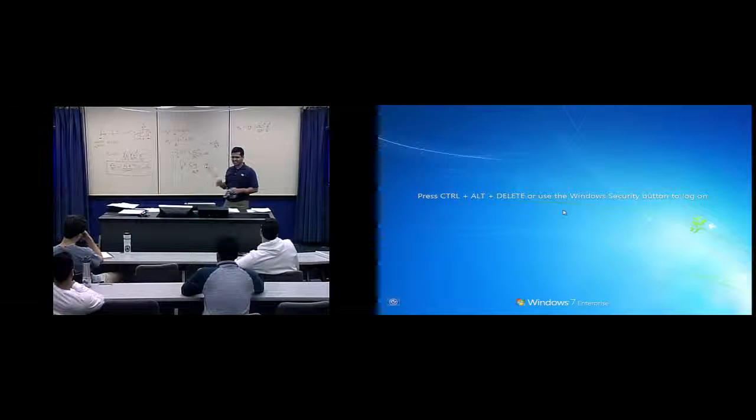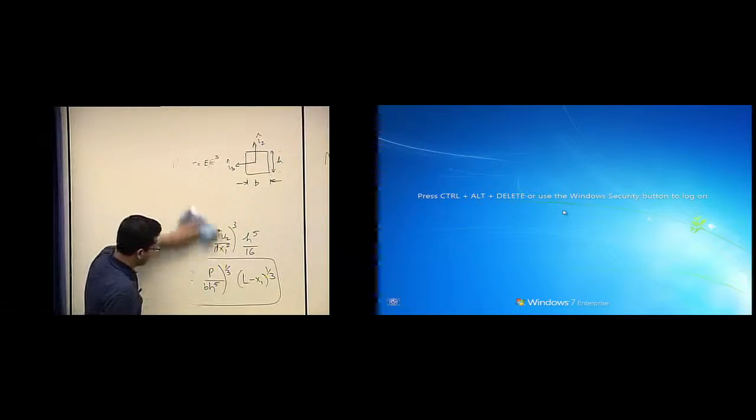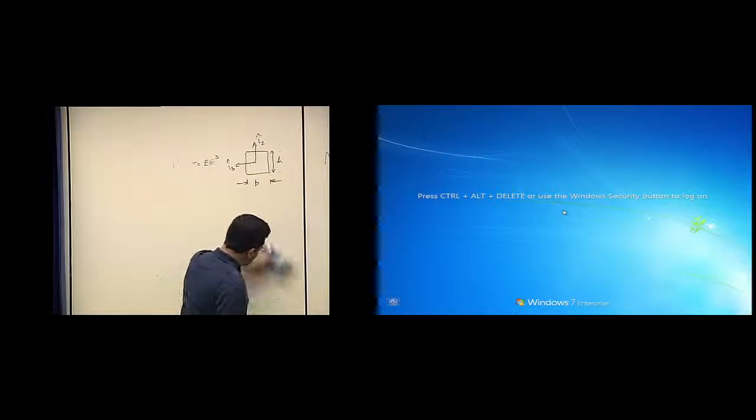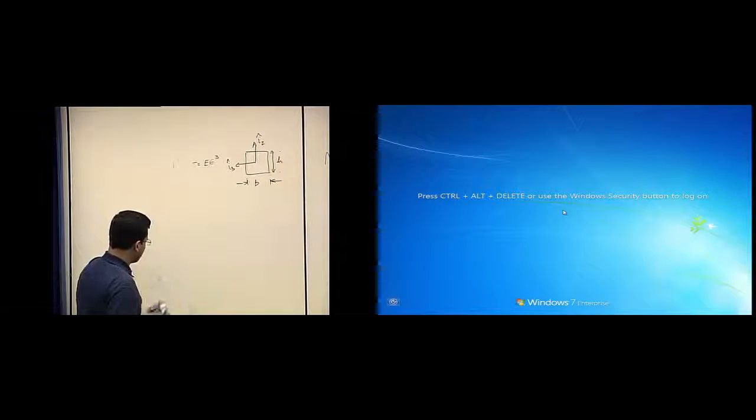Looked easy now? Not in the exam. Okay. So remember, for simple problems, you can make your life simpler by just using the moment expression, integrating it twice to get the displacement.